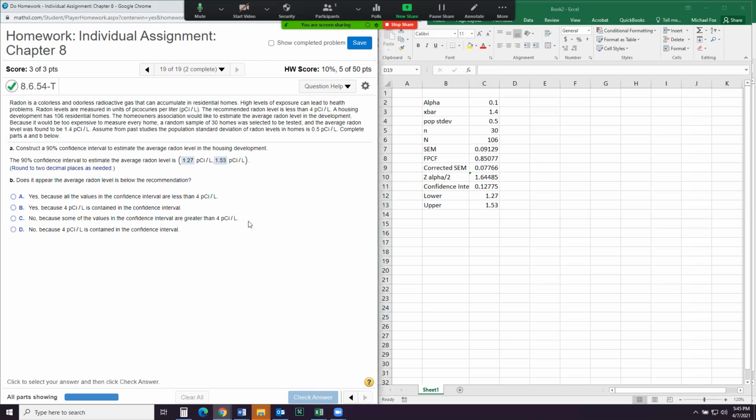Then it asks us to analyze this. It says, does it appear the average radon level is below the recommendation? This says the recommended radon level is less than 4 picocuries per liter. And we're saying that we're 90% confident it's between 1.27 and 1.53. So we would say, yes, it does appear that the average radon level is below the recommendation, because all of the values in the confidence interval are less than that recommended level of 4.